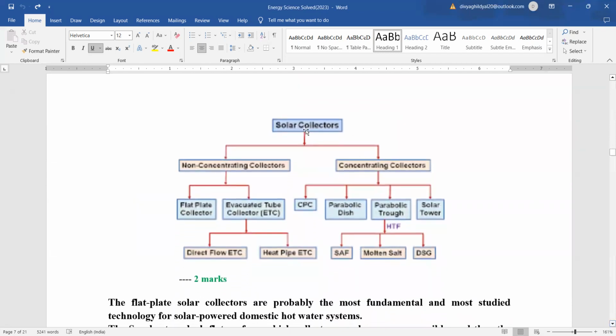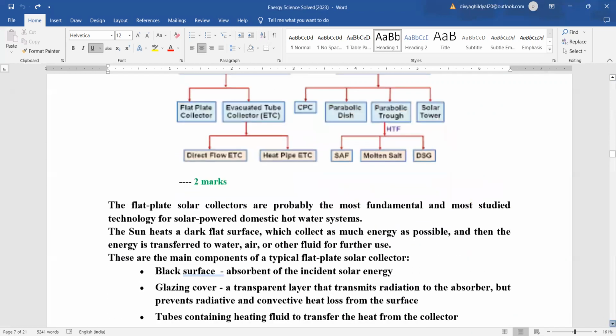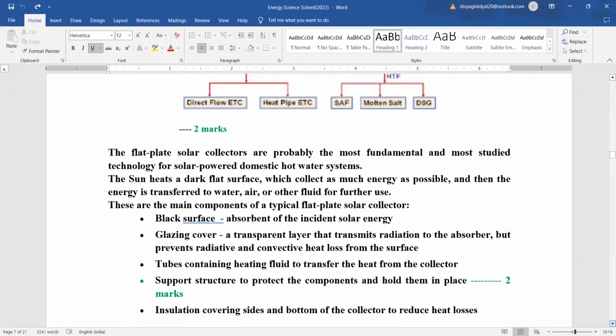So the solar collector types are the non-concentrating collectors and the concentrating collectors. In this, flat plate collector, evacuated tube collector, and here parabolic dish, parabolic trough, etc. Basically, solar collector means how much sunlight it is able to collect for utilization and making of electricity. So the flat plate solar collectors are the most fundamental and most studied. The sun heats a dark flat plate surface which collects as much energy as possible.